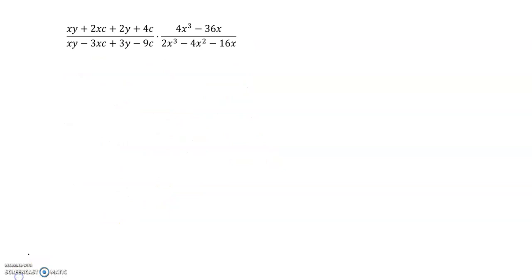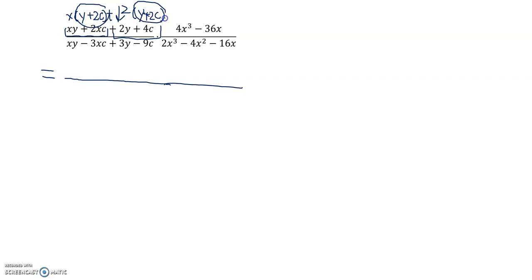We can look at one more example. Again, this is a multiplication, so we are going to multiply straight across and factor each one. Notice the top has 4 terms, possibly it's grouping. So we can divide it into 2 groups. The first group has x in common, so we can take out x to get y plus 2c. The second one has a 2 in common, so we factor 2 out, and again we get y plus 2c. Notice that they have a common factor y plus 2c, so we pull that out and we are left with x plus 2.